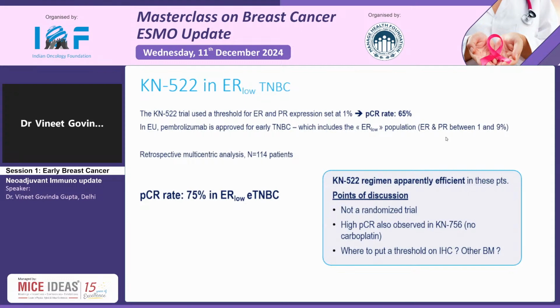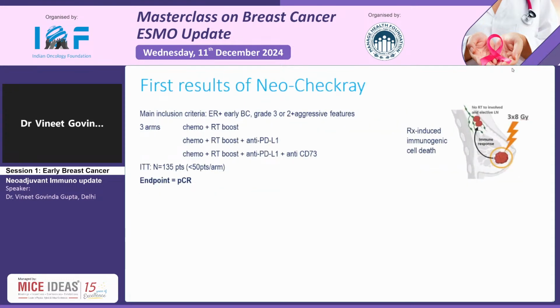to these patients. So then there is this very, very interesting study, which is NeoCheckRay. In NeoCheckRay, they have taken patients who are hormone receptor positive. They are luminal B patients. So they have to be grade 3 or have 2 or more aggressive features. And there were 3 arms in the study.